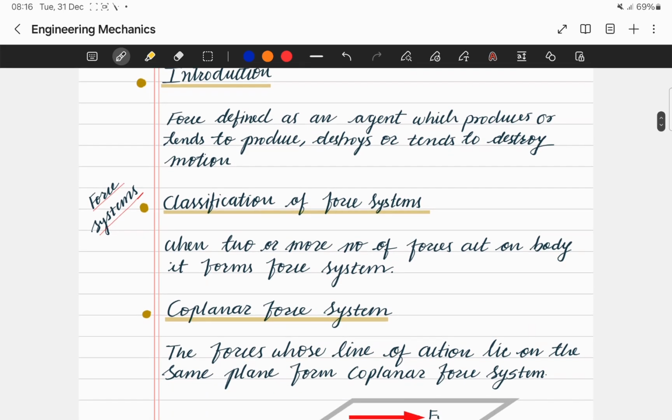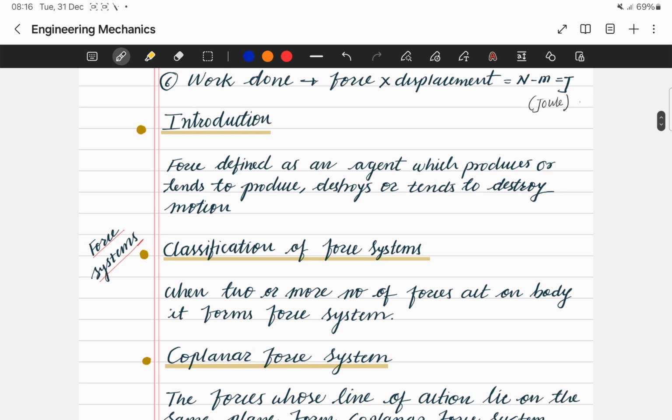So, classification of force system. Generally the force is shown like this. Suppose we consider a certain point, and the force is applied to that point, then the arrow is shown like this, and the force is denoted by the symbol P. Okay, so this is how force is actually represented.